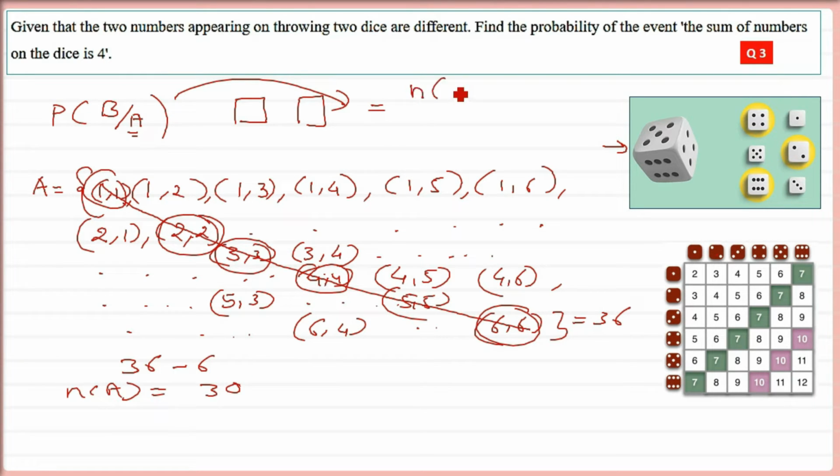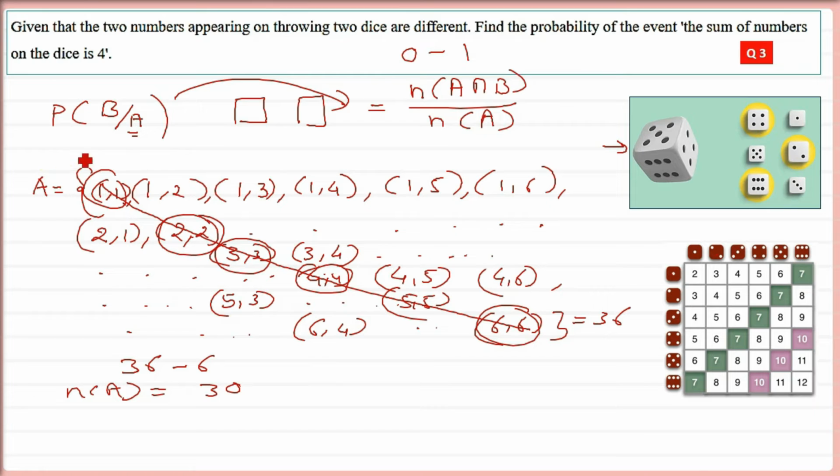How about B? The probability of B by A is written as probability of A intersection B, or B intersection A, divided by probability of A. Because we are going to use the numbers only, that's why I am using N. Probability is always between 0 and 1. So N(A) is already 30 with us. How about N(A intersection B)? So we have to find out the B also.